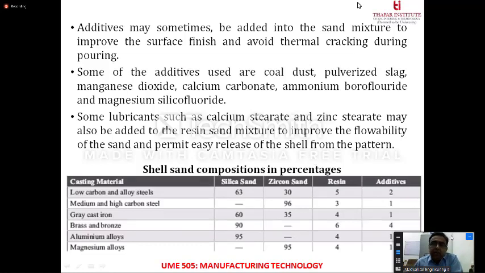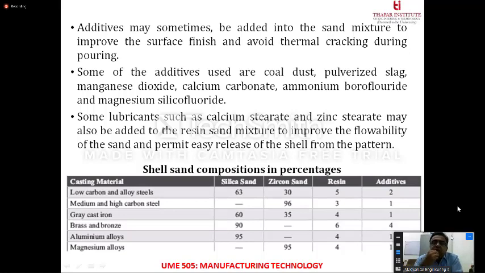Additives are also added so as to improve the surface finish and avoid any thermal cracking which might develop in the system during the pouring. Additives that are commonly used are coal dust and calcium carbonate, but depending upon the type of casting you are doing, you have ammonium borofluoride and magnesium silicofluoride also. Manganese dioxide is only used when you know that a lot of reactive gases are going to be developed. Only then we use manganese dioxide. Otherwise we use coal dust, pulverized slag or calcium carbonate.